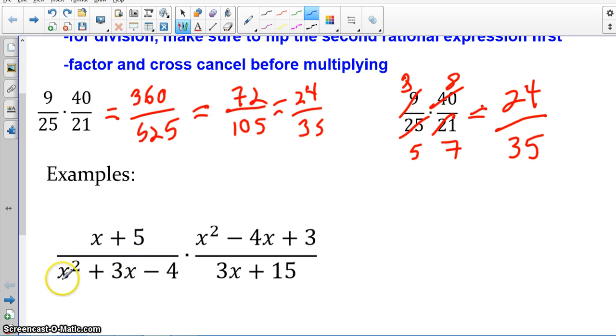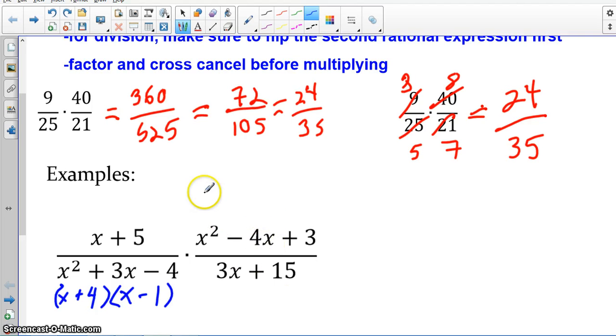So the factored version of x squared plus 3x minus 4 should be, and if you don't trust me, do it yourself, x plus 4 and x minus 1. That's how you factor this, okay? So just believe me. Do it yourself with the AC method, or whatever method you learned when you learned how to do these.